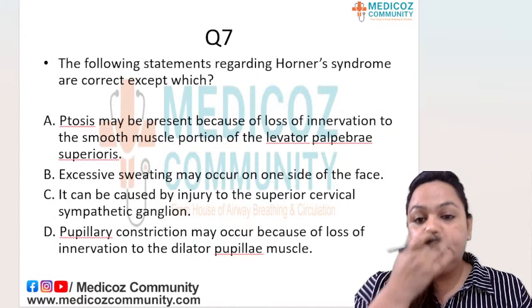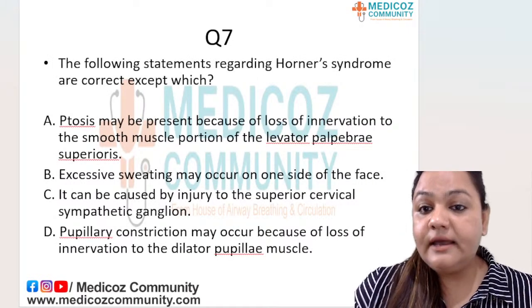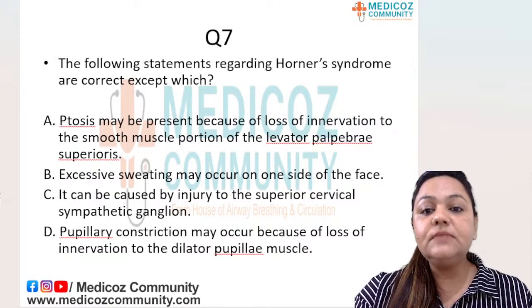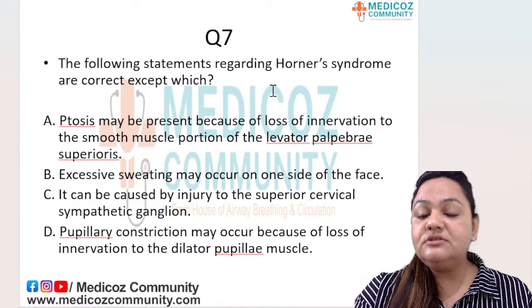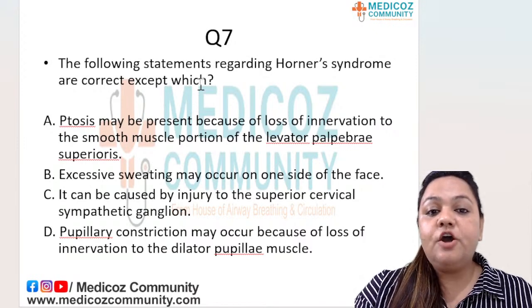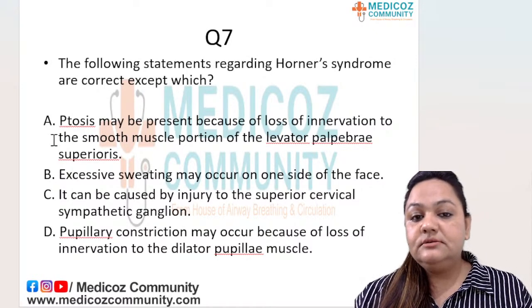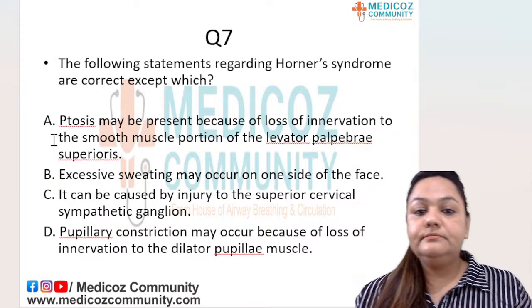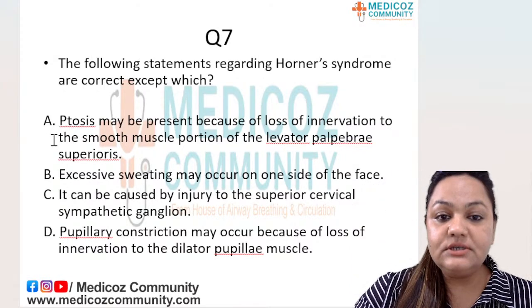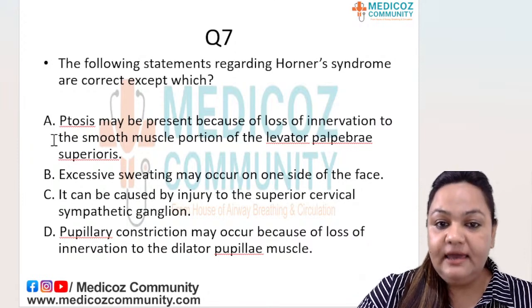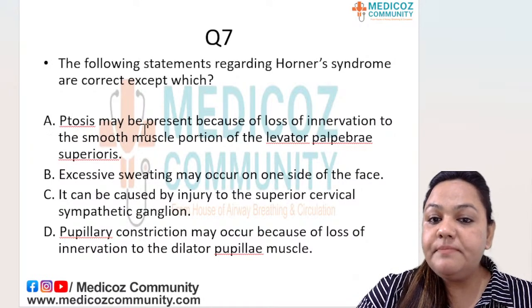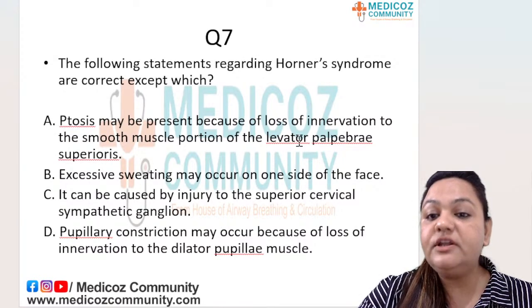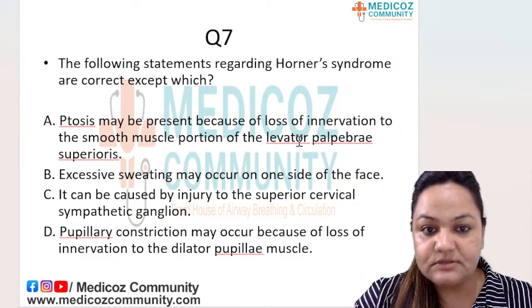Now we have question number 7. The following statements regarding Horner syndrome are correct except which? So we have a condition here, which is Horner syndrome, and the options are: option A, ptosis, which may be present because of loss of innervation to the smooth muscle portion of the levator palpebrae superioris.